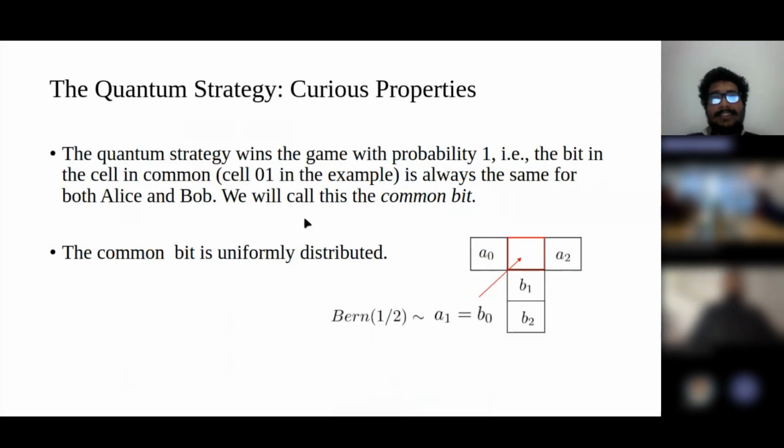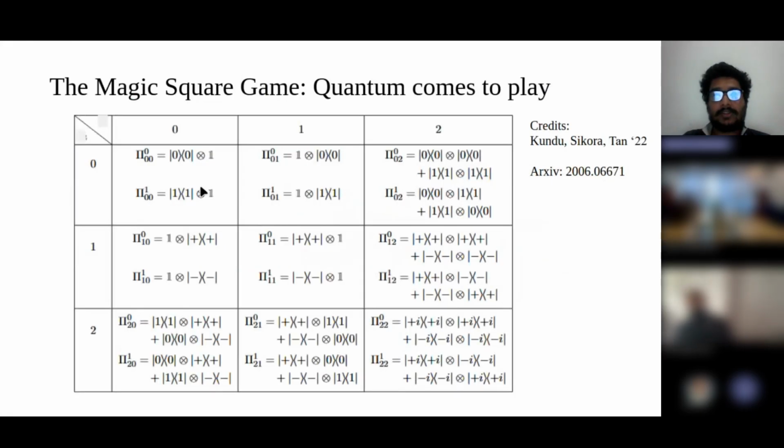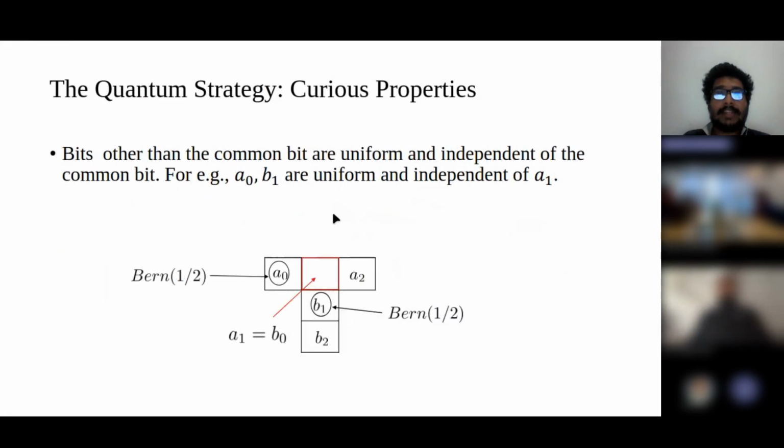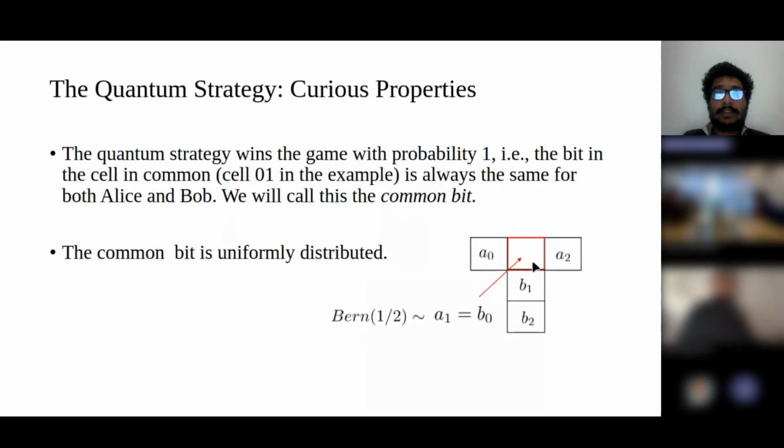So the thing is that I have a lot of slides left, but okay, fine, we'll see. There are some curious properties that I want to point out first. One is this common bit thing that we saw. But what is the distribution of the common bit?